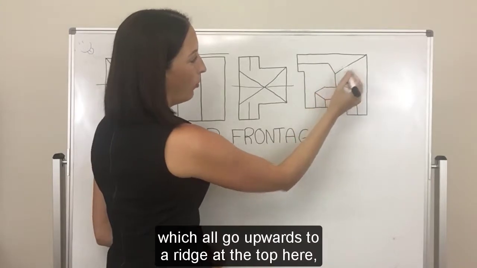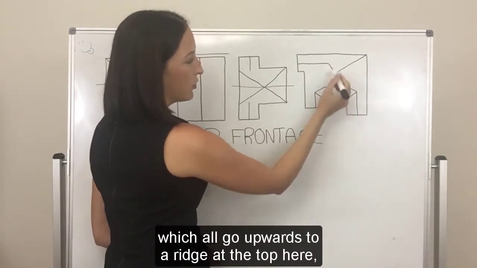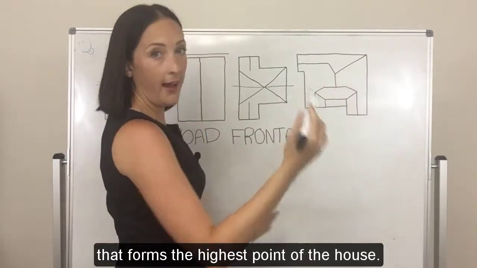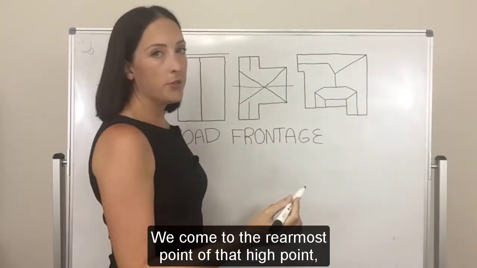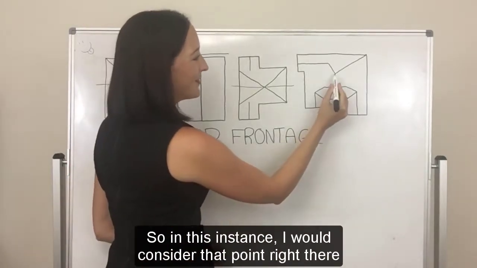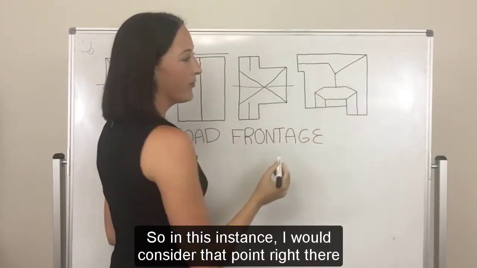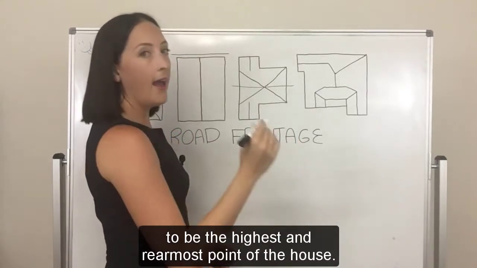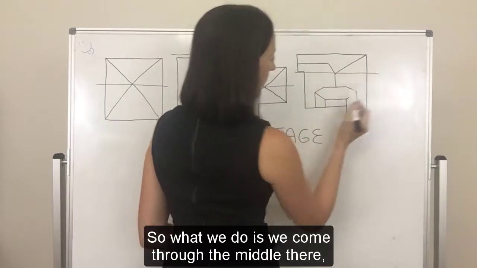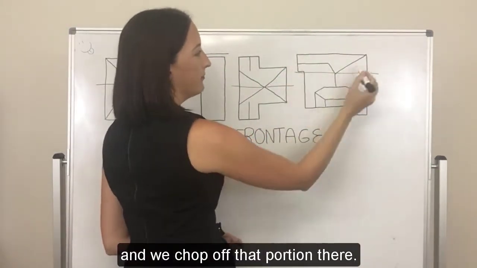Now, this next example here, we've got a gable end here, a gable end here, and a gable end here, which all go upwards to a ridge at the top here. That forms the highest point of the house. We come to the rearmost point of that high point. Highest and rearmost, man, it's a mouthful. So in this instance, I would consider that point right there to be the highest and rearmost point of the house. So what we do is we come through the middle there and we chop off that portion there.